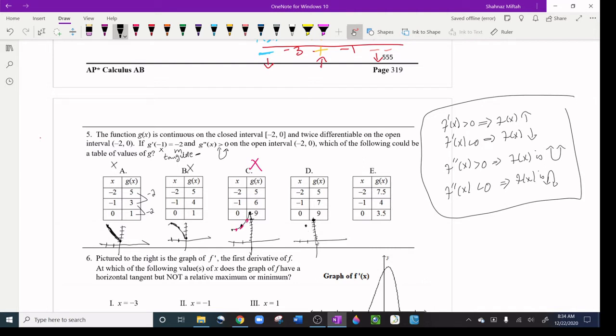-2 and 5. 1, 2, 3, 4, 5. So this one is going like this. Again, it's not working either, because first of all, it looks like a linear graph to me.